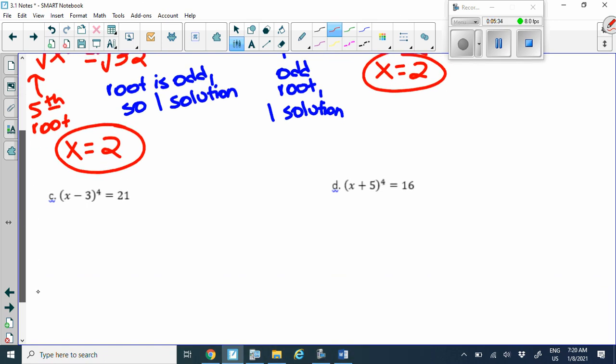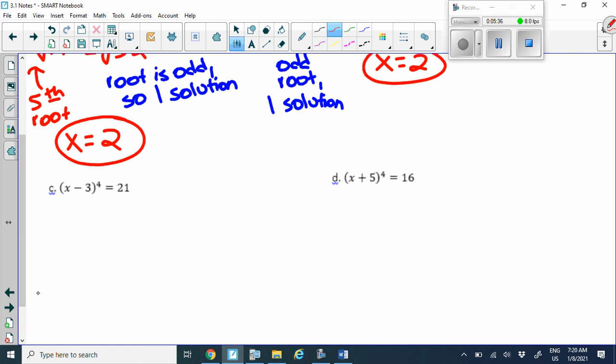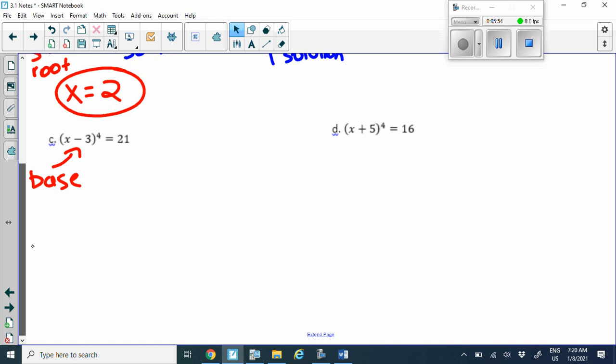Okay, now let's go ahead and try part C. So notice what our base is. The x minus 3 is in parentheses. That is our entire base. So this needs to be isolated. So anything that is before or after it, you have to move it over to the other side. In this case, we don't have anything else, so we're going to go ahead and fourth root this here.